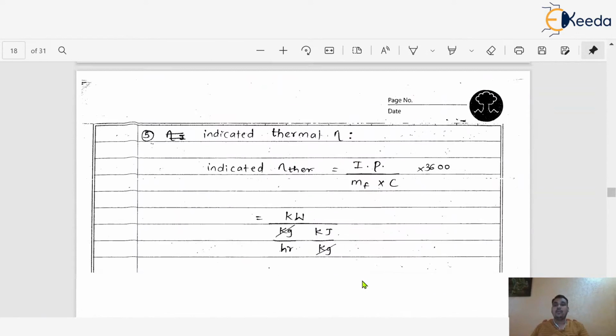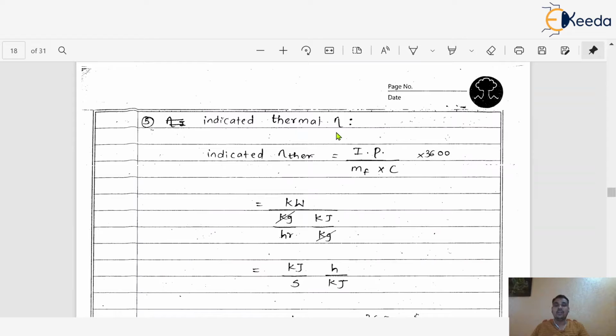After this, the fifth unknown is indicated thermal efficiency. How can we calculate indicated thermal efficiency? Again, in terms of indicated power, we have the formula: indicated power divided by mass of fuel into calorific value. Here I have written that this term is multiplied by 3600. Why is there a multiplication by 3600? Here we are going to understand.